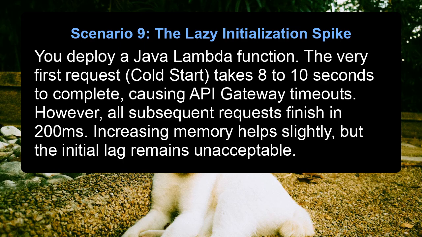Scenario 9. The lazy initialization spike. You deploy a Java Lambda function. The very first request, the cold start, takes 8 to 10 seconds to complete, causing API gateway timeouts. However, all subsequent requests finish in 200 milliseconds. Increasing memory helps slightly, but the initial lag remains unacceptable.